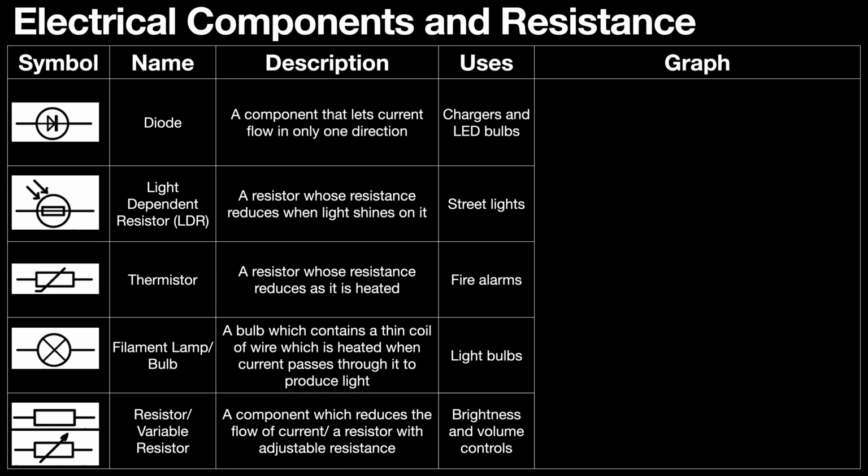And next is a resistor and variable resistor with the following symbols. And these components reduce the flow of current. A variable resistor has a variable resistance, and you can choose the resistance depending on the application. This is often seen in brightness and volume controls on our phones. Each of these components has a different relationship between voltage and current, and we're going to look at these in the form of a graph.